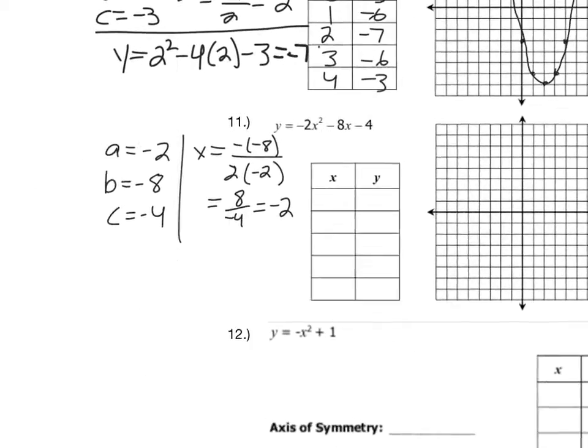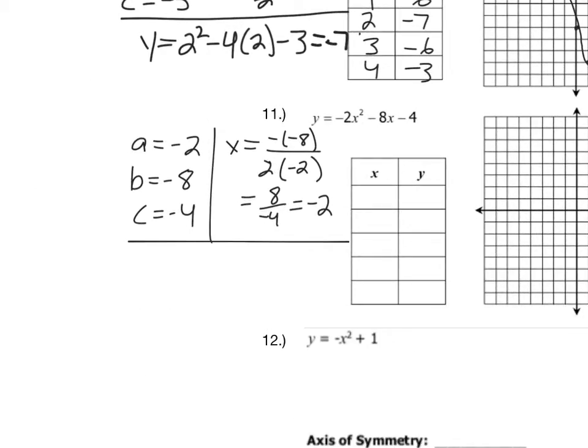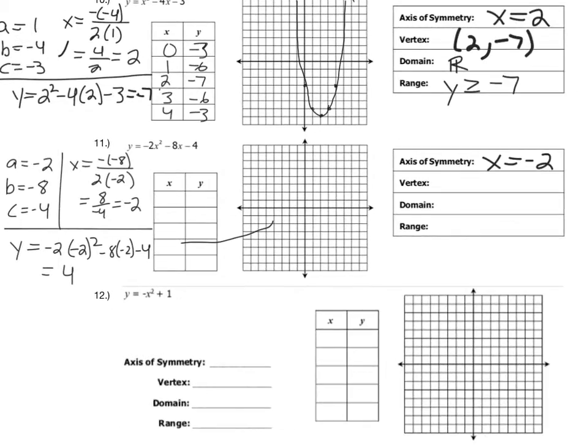So from here you would find your vertex. The way you would do that is you just plug in -2 anywhere you see an x. It's going to be y equals -2 times -2 squared minus 8 times -2 minus 4. And that should calculate to +4. So your y-coordinate of your vertex is going to be +4. So write that in your table here, -2, 4 is your vertex.